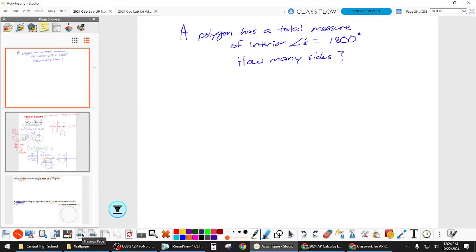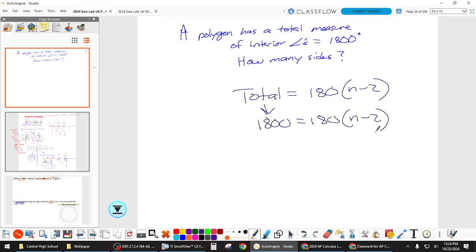So a polygon has a total measure of interior angles, which is 1800. How many sides? So remember that we had to write the formula first. And then plug in what we knew, which in this case is the left side, and then solve for n. Sometimes I'll tell you n and you solve for the left side. Sometimes I'll tell you the left side and you solve for n. Okay? And then we said, hey, you could do it this way, which is pretty slick. And we got n was a 12-sided figure.